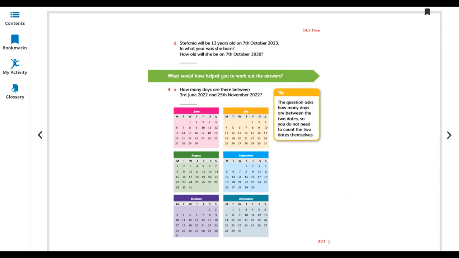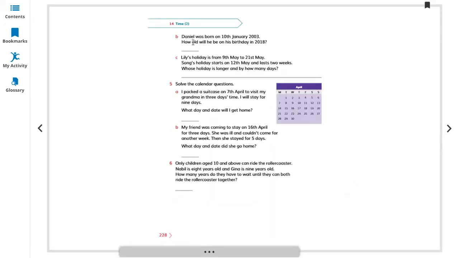Page number 228. Daniel was born on 10th January 2003. How old will he be on his birthday in 2018? Very easy, from 2003 until 2018.